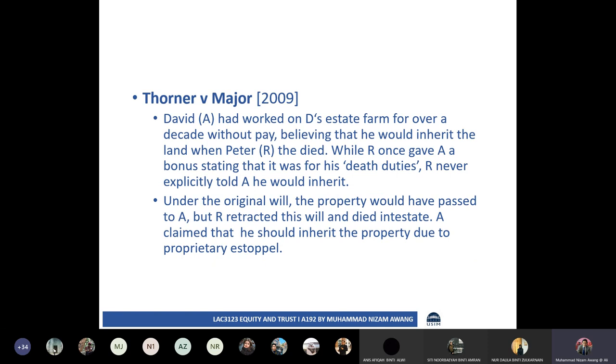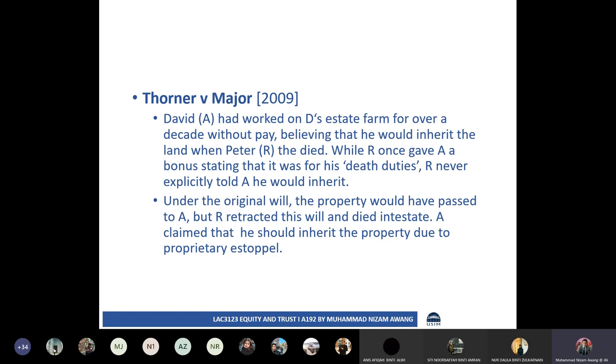Next case, Stoner and Marger. In this case, the appellant had worked on the defendant's estate farm for over a decade without pay, believing that he would inherit the land when the respondent died. The respondent once gave the appellant a bonus, stating that it was for his death duties. The respondent never explicitly told him that the appellant would inherit. Under the original will, the property would have passed to the appellant, but the respondent retracted this will and died intestate.